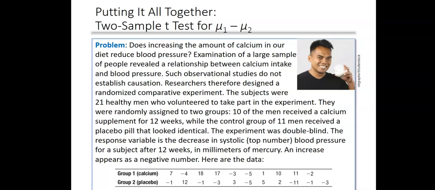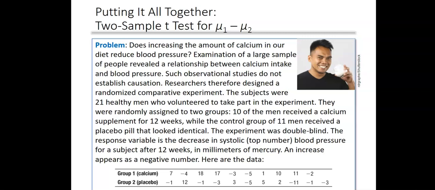Experiments: they picked 21 healthy men who volunteered. They were probably paid. They were randomly assigned to 2 groups. 10 men received calcium for 12 weeks. The other group did not receive calcium. They had a placebo. The experiment was double-blind. I love that. The response variable is the decrease in a certain type of blood pressure called systolic blood pressure, in millimeters of mercury. An increase appears as a negative number.